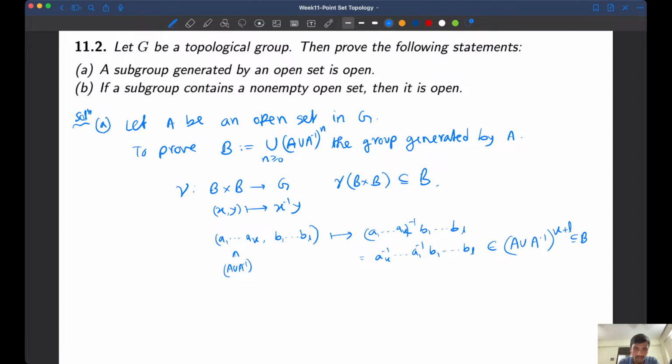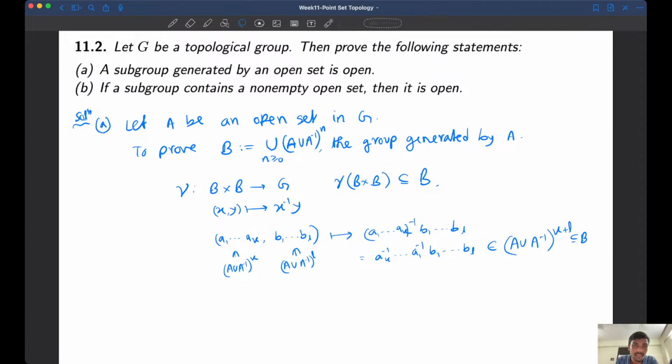Yes. Okay, but we just proved it is a subgroup, not that it is generated. No, it is generated by A, right? Due to its definition only. By definition, the subgroup generated by a set A is defined like this.